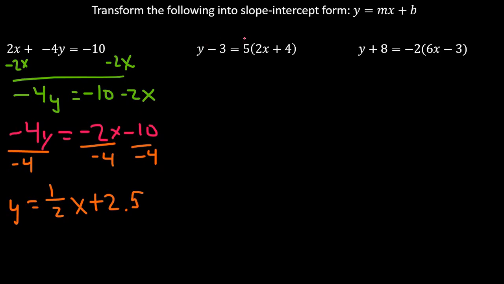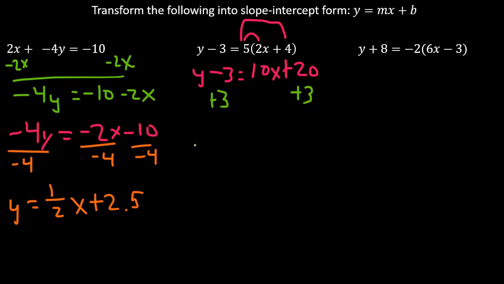The next one, we're going to distribute the 5. So 5 times 2x is 10x, and 5 times 4 is 20. So we have y minus 3 equals that. Then we're going to add 3 to both sides, and our final answer will be y equals 10x plus 23.